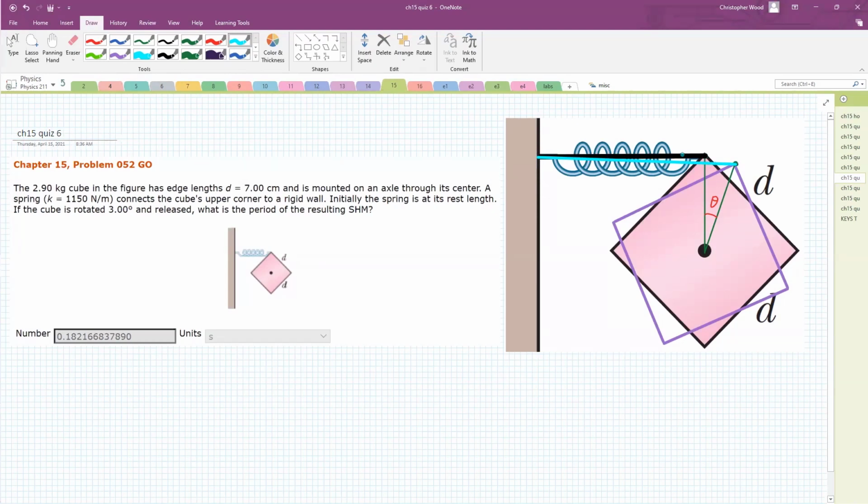So we need to figure out the period of the resulting SHM. So T equals what? That's what we're after here. What is the period of the resultant simple harmonic motion? Because when I grab this pink block and let go, it's just going to bounce back and forth forever because there's no friction, there's no energy loss. So it's going to just tick tock, kind of like a pendulum, back and forth according to simple harmonic motion.